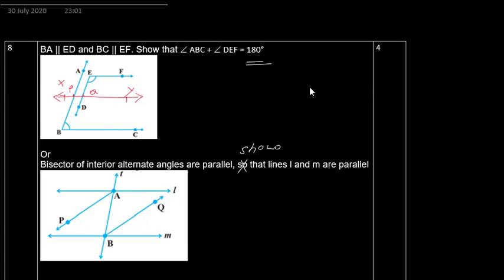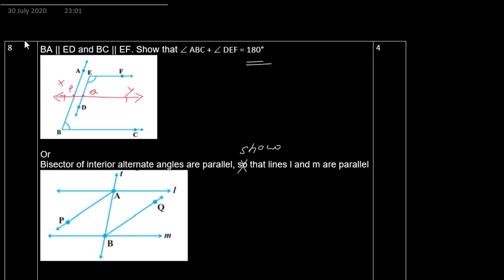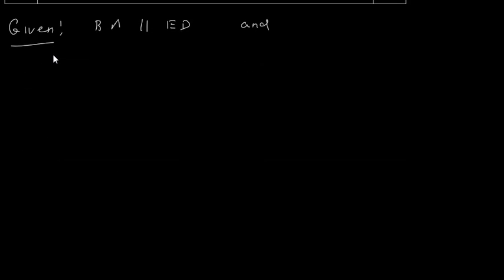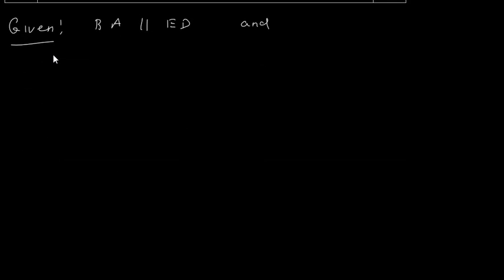What we have done, first what you do, you write what is given. So BA is parallel to ED, so your problem will start with given. You say that this BA is parallel to ED, and BC is parallel to EF. Okay, this is given. What you have to prove?